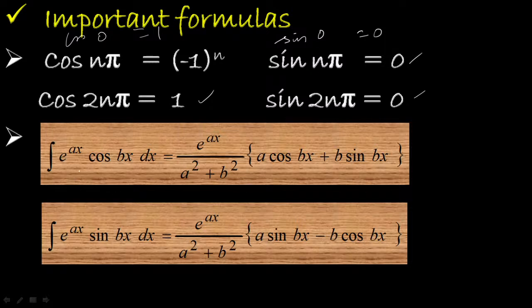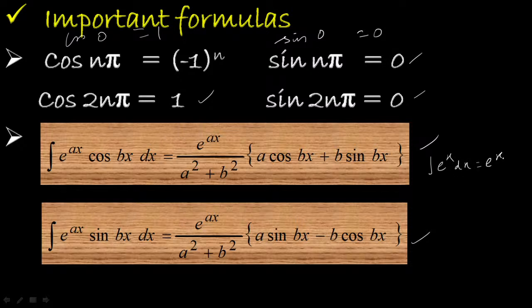So here we are going to discuss about the exponential function, that is integral e power ax cos bx dx is equal to e power ax divided by a square plus b square of a cos bx plus b sin bx, and the next one is integral e power ax sin bx dx is equal to e power ax divided by a square plus b square of a sin bx minus b cos bx.